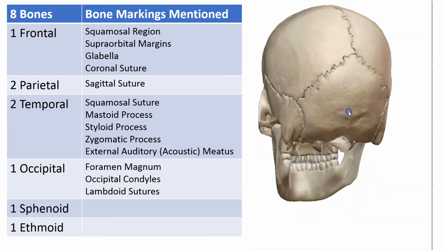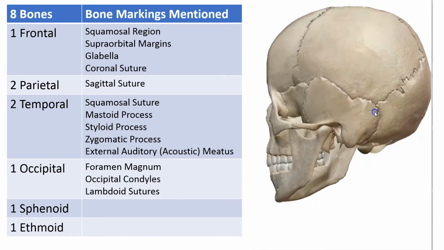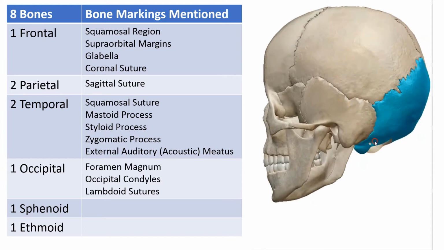So far, we've only talked about 6 out of the 8 bones of the skull. Let's look at the remaining 2.